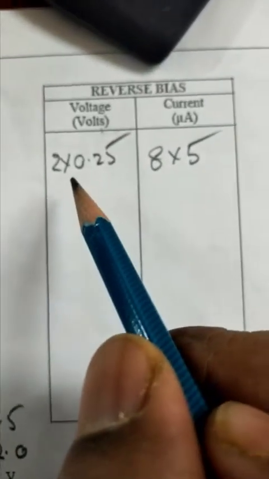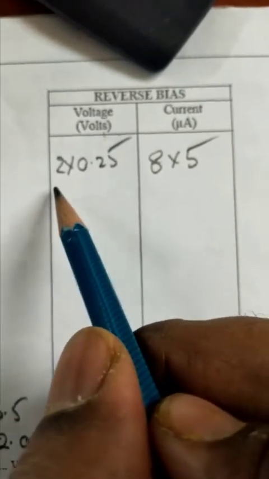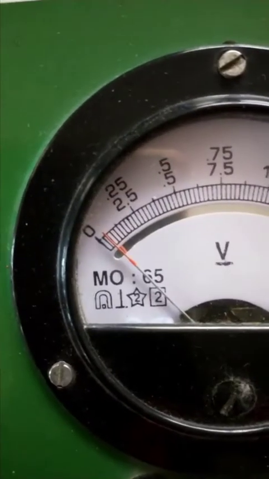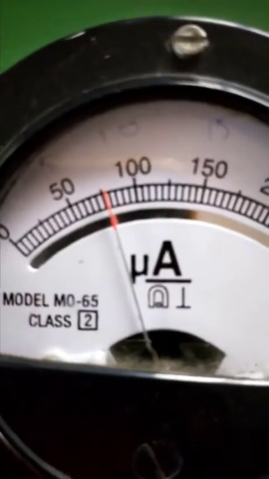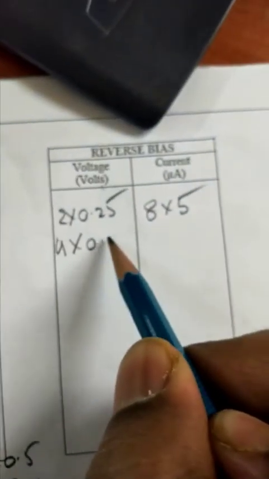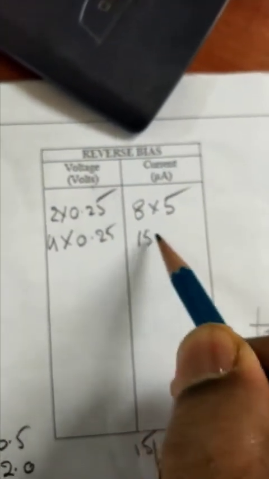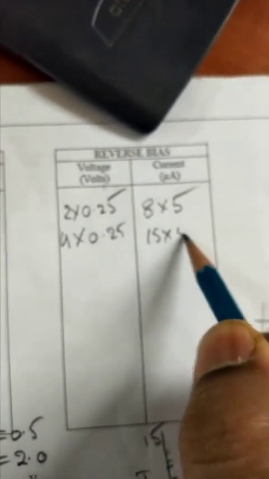See, before in forward bias we got 0 0 0 0 0, but here the current started from the starting point onwards. For the next, I will go for the 4th line. So now here 4th line on the voltmeter I have to place. Slowly I am placing the 4th line. So what is the current value? It is the 15th line. 4th line means 4 into 0.25, and this is the 15th line, so 15 into 5 we will get.